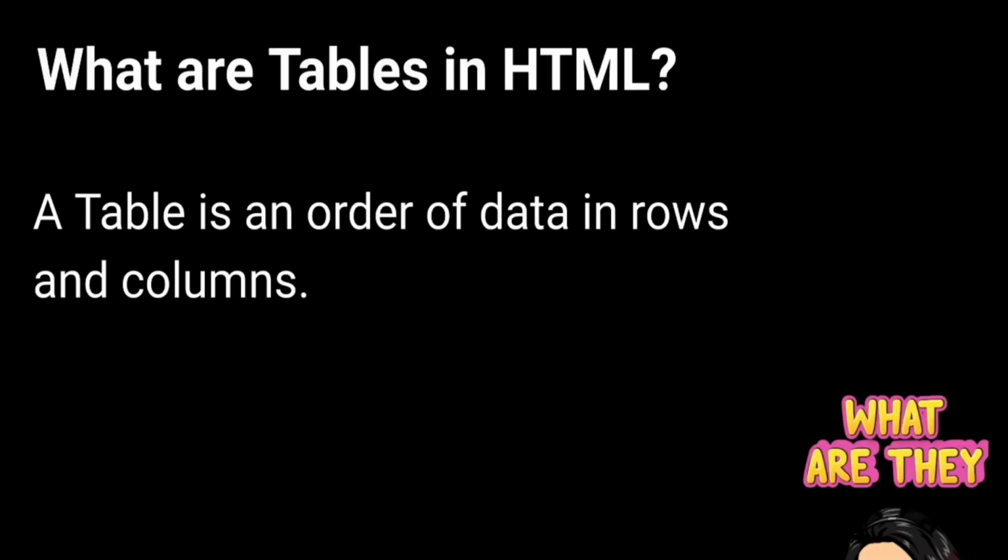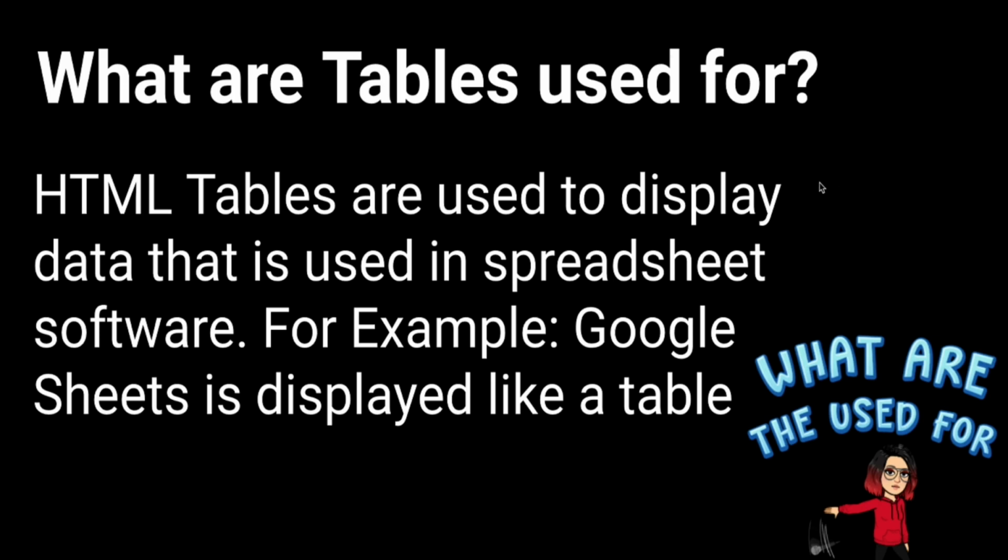What are tables in HTML? A table is an order of data in rows and columns. What are tables used for? HTML tables are used to display data like that in spreadsheet software. For example, Google Sheets is displayed like a table. Let's get started with the code now.